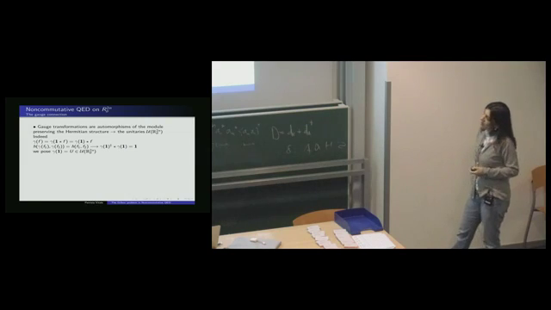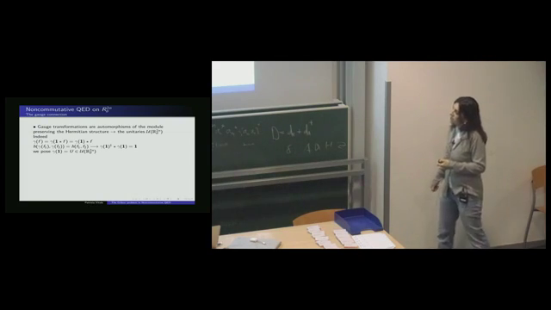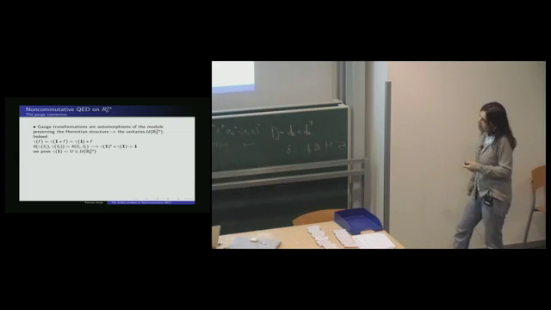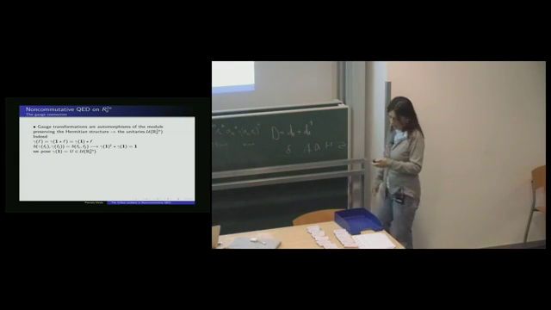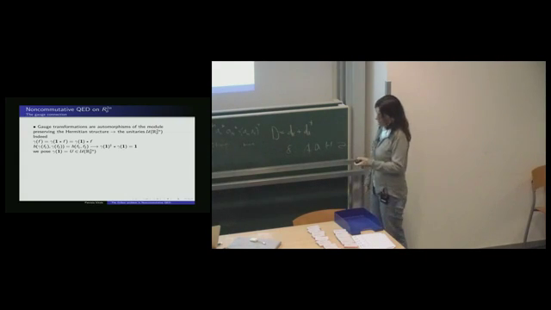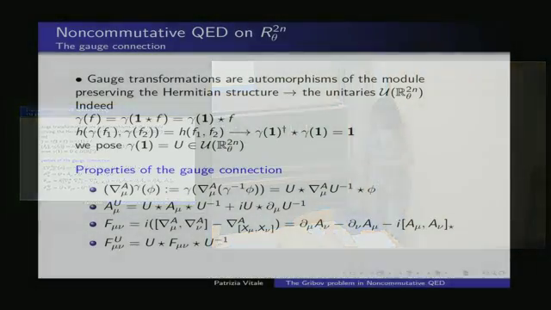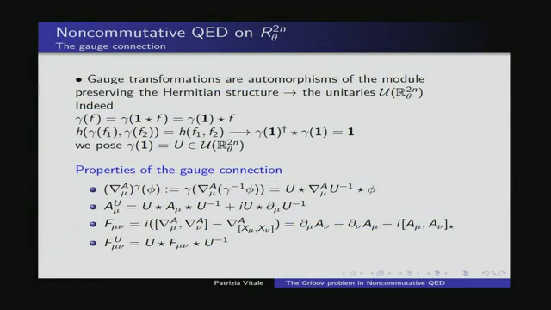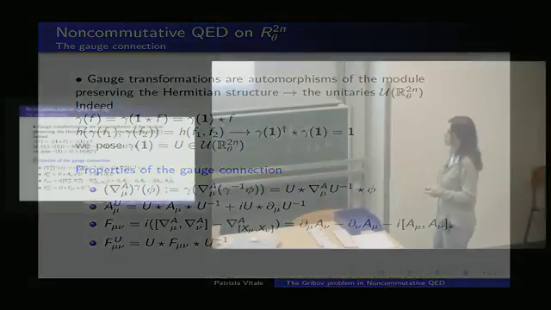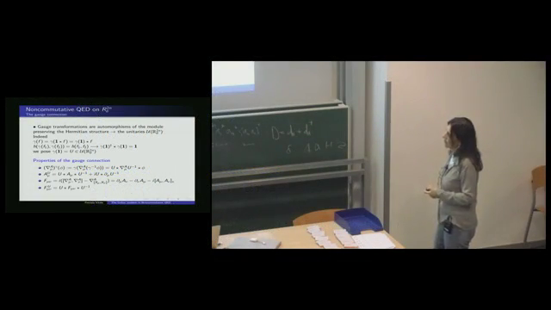unitaries. So we pose gamma of 1 here, 1 is the generator of my module, equal to u. U of x, this is a function over R to n. And here I have the properties of the gauge connection. So this is how it transforms under gauge transformation. This is how the connection one form transforms under gauge transformation.